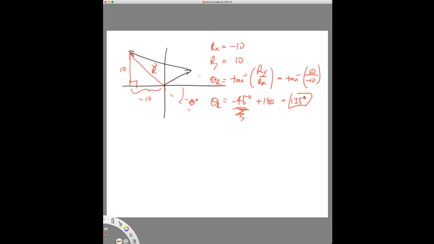And even if you don't have a picture, you can tell -45 doesn't make sense because the y component is positive. If the y component is positive, it means we're either in the first or second quadrant. And we got an angle that's in the fourth quadrant. But just by looking at the signs of these, we generally can tell if the angle we got makes sense or not. All right, so does that clarify it? Yes, thank you. Okay, no problem.